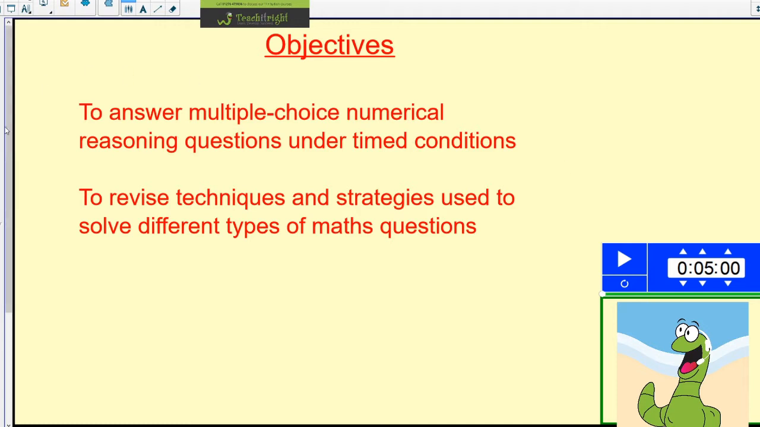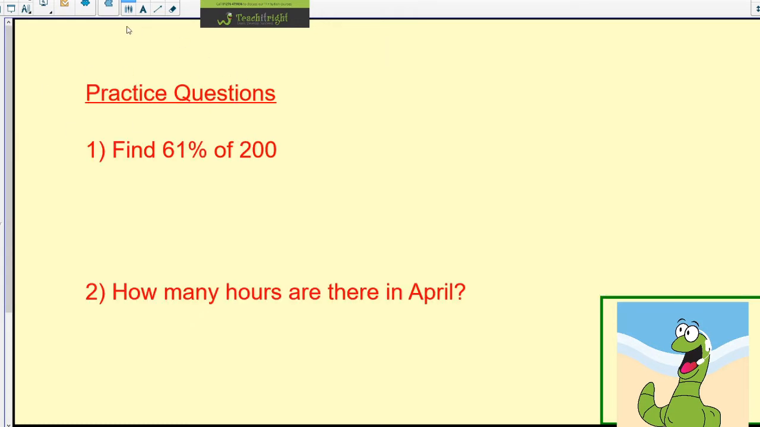And then we're going to revise the different techniques in the maths. So we've got a couple of questions that I just want to go over. How we find percentages and how many hours are there in April. We're going to talk about how we lay these out and how best to go about them. Percentages as a question type. I really like these questions. There's a couple of easy ways to do them.